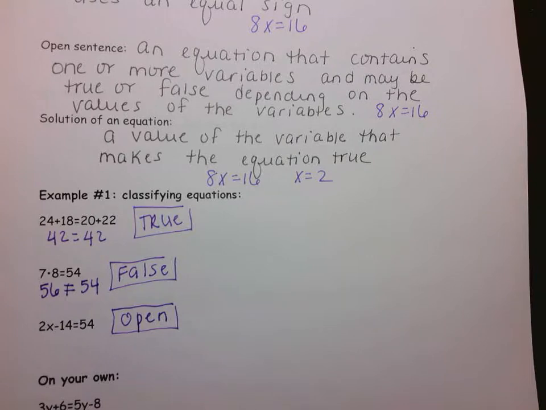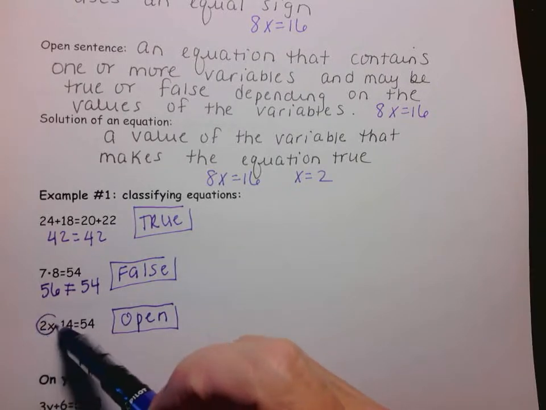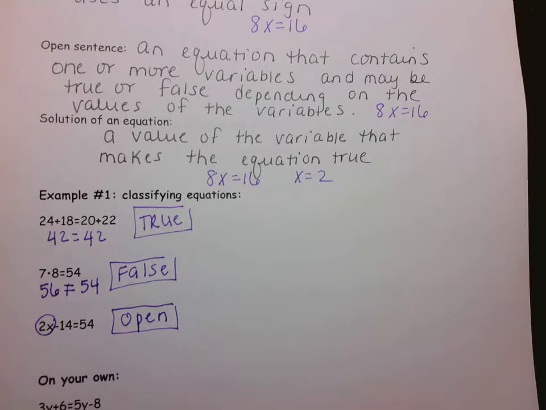But just looking at it without an assigned value of the variable, we don't know whether this equation is true or not because we don't know the value of this term. And so you would say open. It is true or false depending on the assigned value of the variable, and we don't have an assigned value of the variable. So it is open.